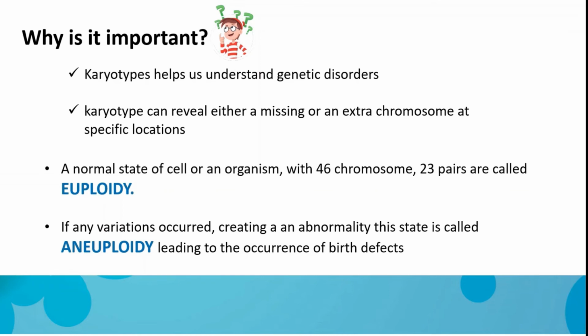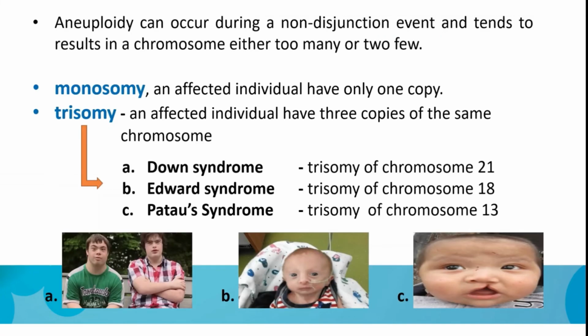If any variations occur, creating an abnormality, this state is now called aneuploidy. It leads to the occurrence of birth defects. Aneuploidy can occur during a non-disjunction event and tends to result in a cell having either too many or too few chromosomes. It can either be monosomy, where an affected individual has only one copy of a chromosome, or trisomy, where an affected individual has 3 copies of the same chromosome.